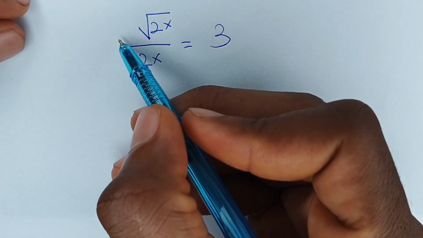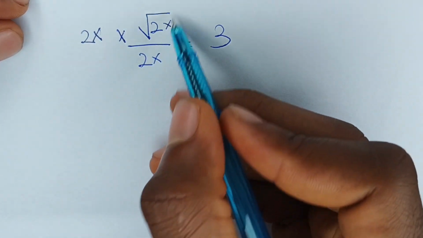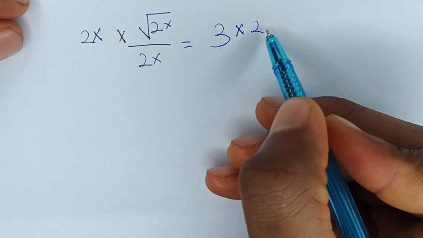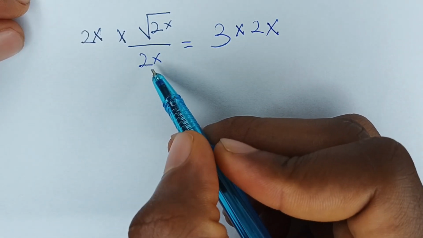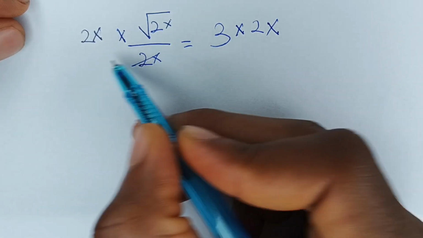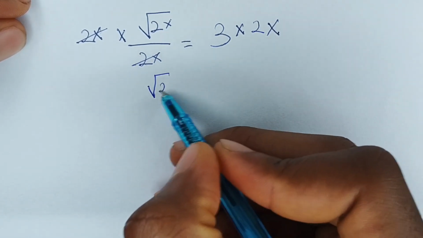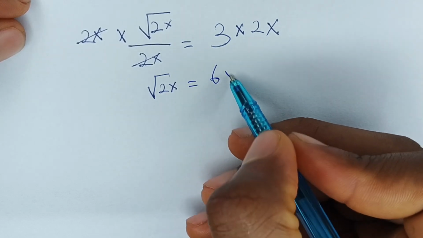I'll go ahead and multiply this side by 2x, and you remember whatever you do on the left hand side, you do on the right hand side. So I multiply this side by 2x. The reason for doing this is to eliminate this denominator. So this denominator will take this 2x, and I'm left with root of 2x to be equal to 3 times 2 is 6, and you have x.